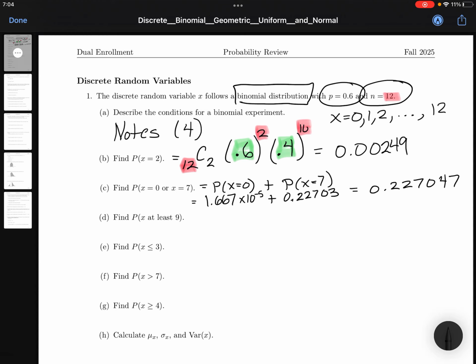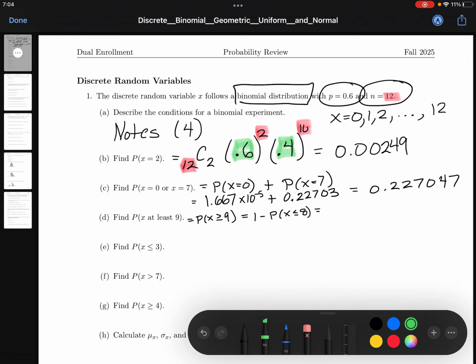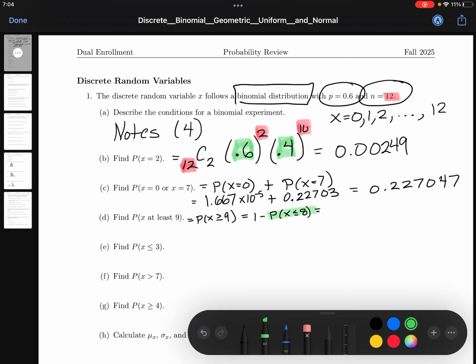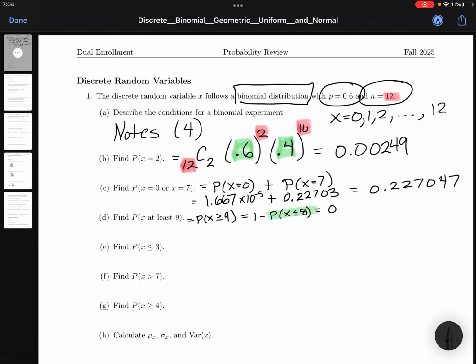All right, probability that x is at least 9. That means probability that x is greater than or equal to 9 is 1 minus the probability that x is less than or equal to 8. When you calculate these probabilities, you use a cumulative distribution function. I went ahead and calculated this with the 1 minus, and we're going to get something really close to 0.2253.